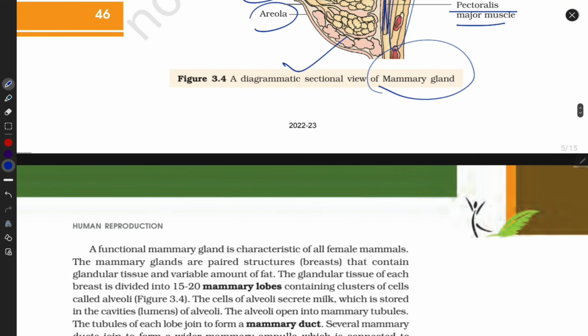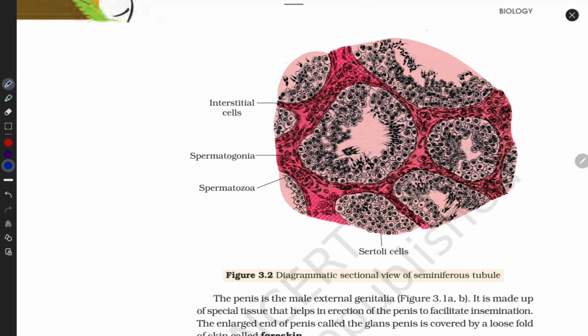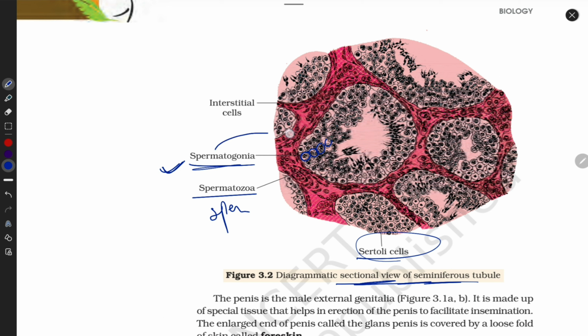Wait, let me show you. Look at here. This is the sectional view of seminiferous tubules. Here, Sertoli cells are present. Here, spermatozoa, meaning future sperm, will form. Here, spermatogonia are present. Now, I am talking about these spermatogonia. Where are they present? Inside seminiferous tubules. And where are seminiferous tubules present? Testes. These are interstitial cells. Okay, you can visualize this. This is the diagram. Let's move towards our gametogenesis.